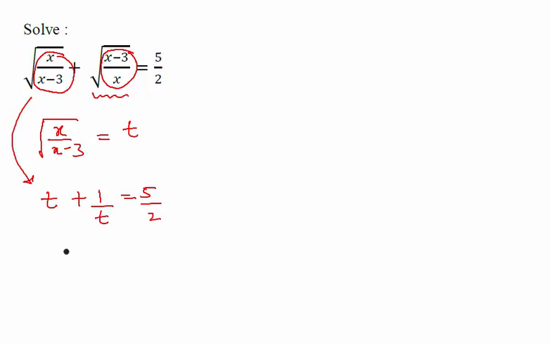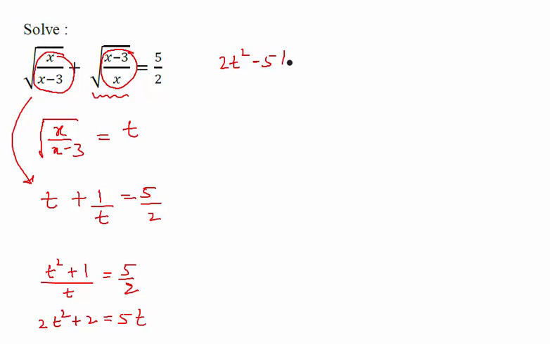If you try to simplify this, you should get t square plus 1 upon t is equal to 5 by 2, which on further simplification should give you 2t square plus 2 is equal to 5t, right? Let us keep solving this equation. What will you get? You will get 2t square minus 5t plus 2 equal to 0, right? Now we have to solve for t.